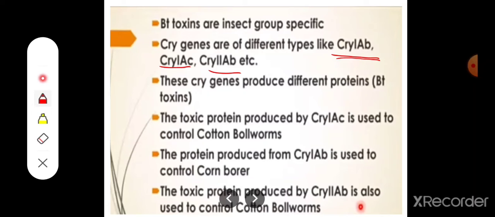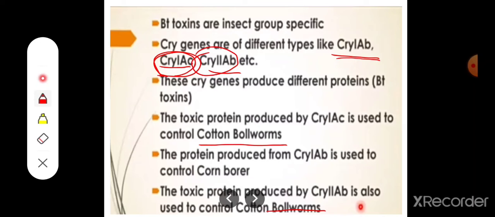In this, Cry1AC and Cry2AB are used to control an insect called cotton bollworm. Cry2AB and Cry1AC are used to destroy the cotton bollworms. So they are used to control the cotton bollworms.